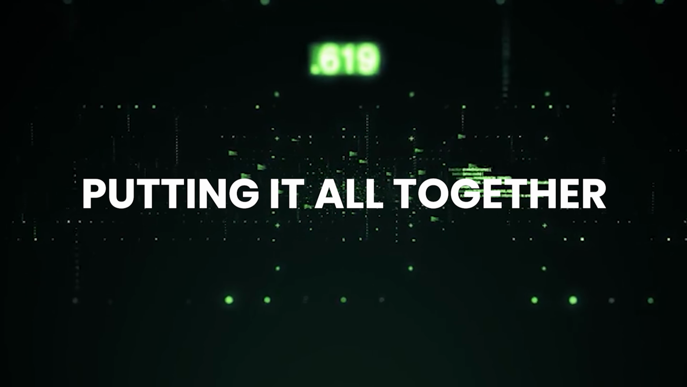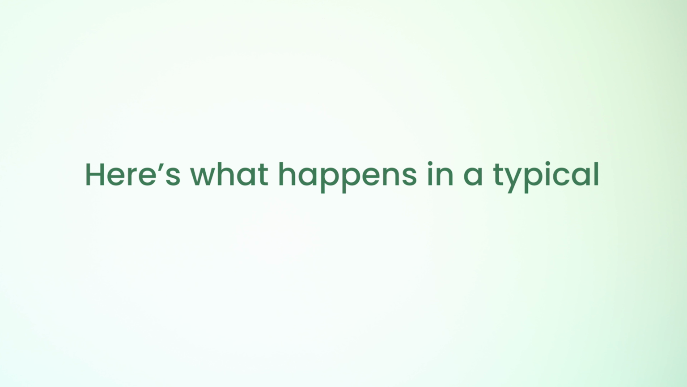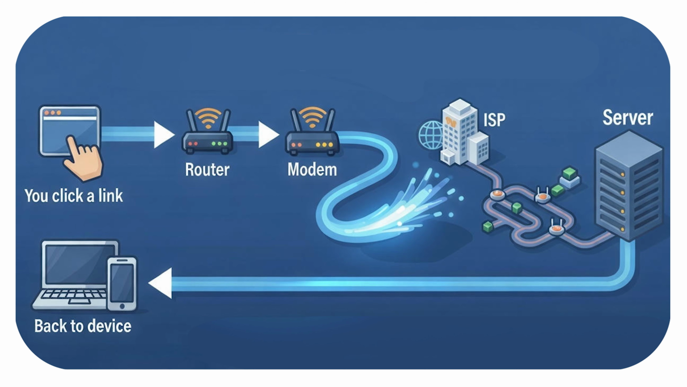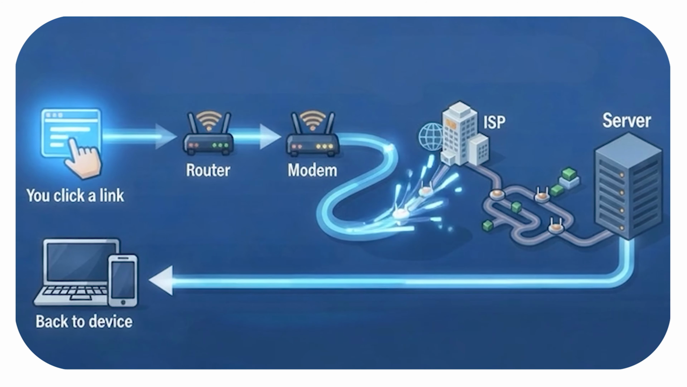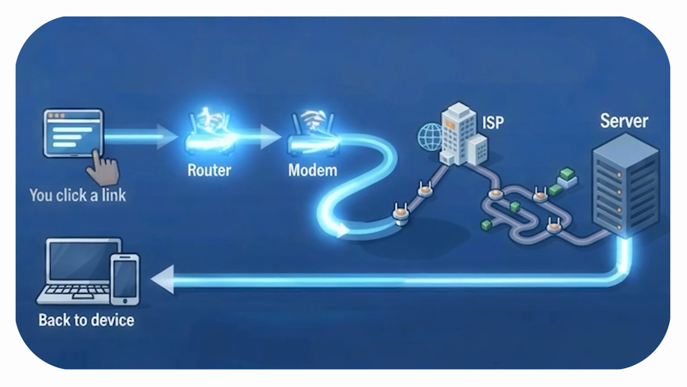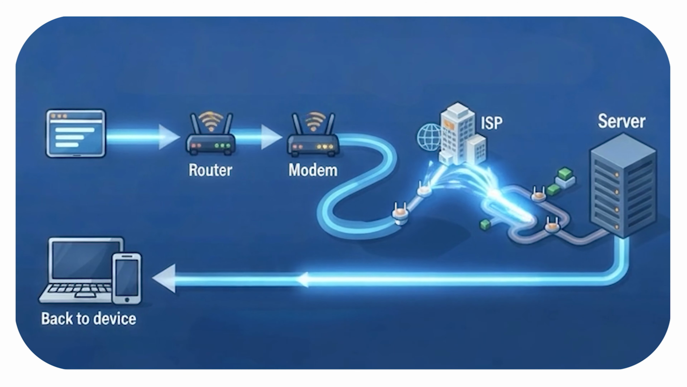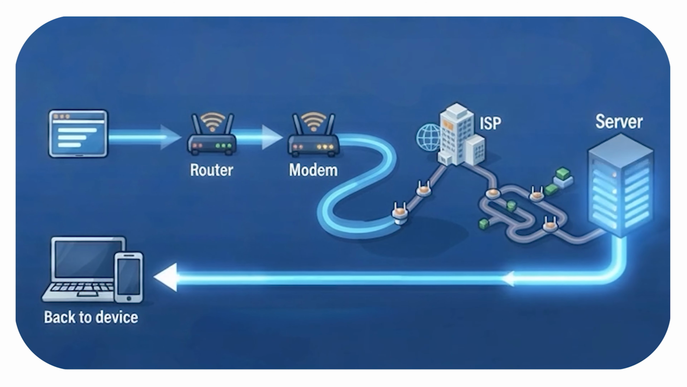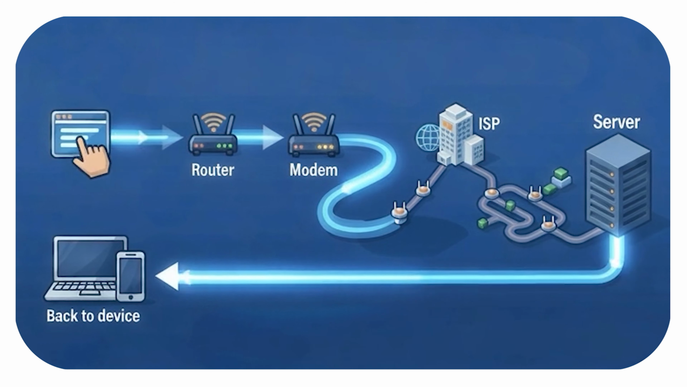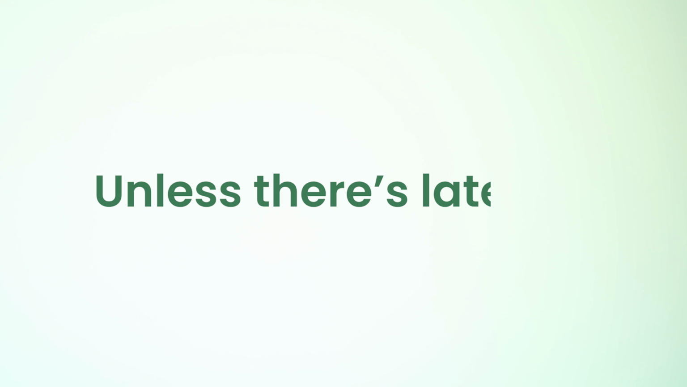Putting it all together. Here's what happens in a typical moment online. You click a link. Your router sends the request to the modem. The modem sends it to your ISP. The data travels through fiber or copper across multiple networks to a server. The server responds, and the data travels back to your device. All of this happens in milliseconds, unless there is latency.